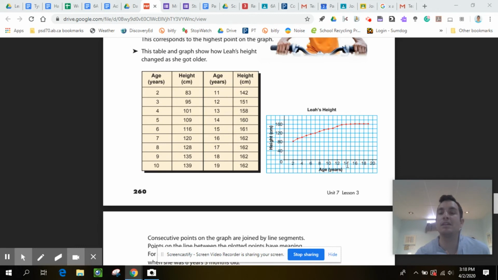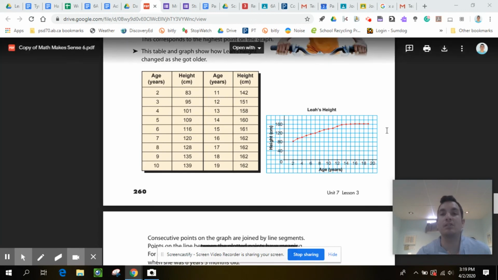So a conclusion could be, I could say, Leah does not grow very much between ages 18 and 20, or Leah stops growing at age 14. Okay, or I could say something about when she grows the most. I could say Leah grew the most between ages 2 and 3, or Leah grew the most between ages 2 and 6, right? That's when it seems like she has the most consistent growth happening there. So that would be conclusions that we can say about that.